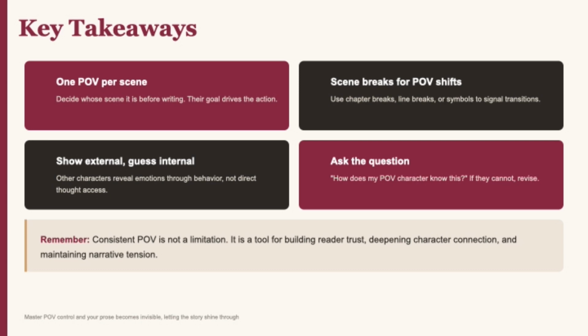Don't forget to show external behavior and guess at internal states. Other characters will reveal their emotions through what they do and say, not through direct thought access. And then always ask the question, how does my point of view character know this? If they cannot know it, revise the sentence. And then remember, consistent point of view is not a limitation, it is a tool. It brings readers trust, it deepens the character connection, and it maintains narrative tension.